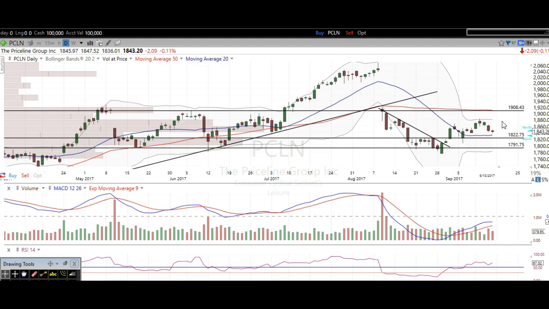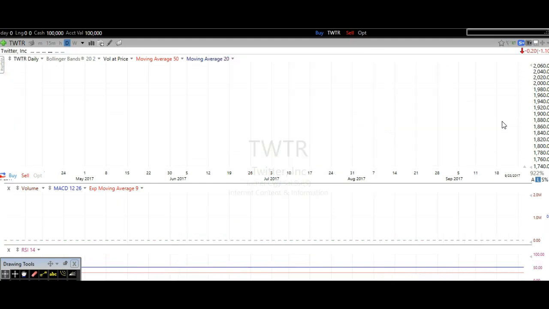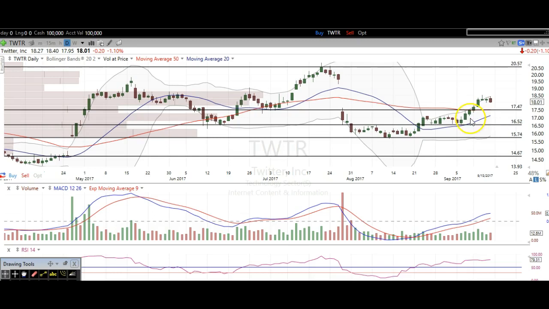The next one that we're going to take a look at is Twitter. And Twitter, here we are. We called for a breakout over this high right here into this gap. We got just that. Now this level is going to be a level of support. So if we do head lower, which it seems like we can, we're going to have support right here at about 1750.